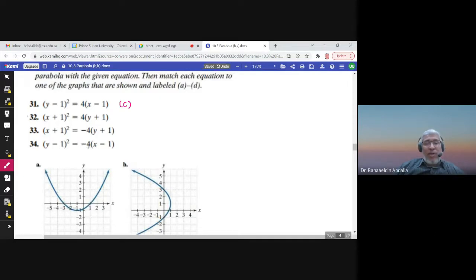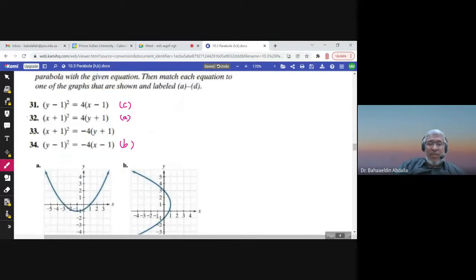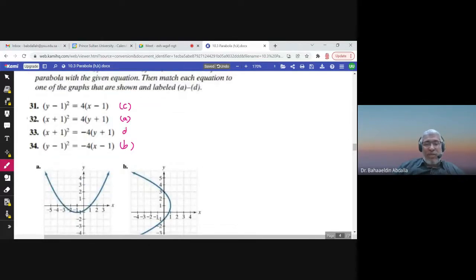34, the graph opens to the left. So the graph is B. Here the graph opens up and down. Here the graph opens up because it's positive 4. So this is A. And 33, the graph opens down. So this is D.